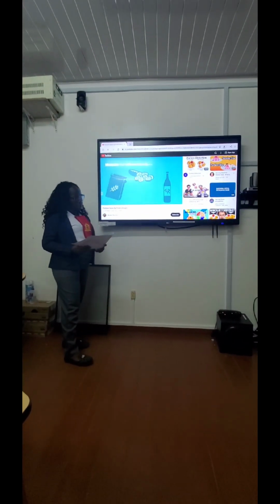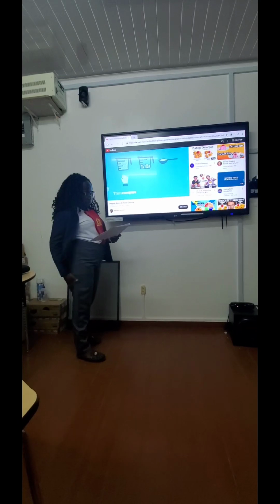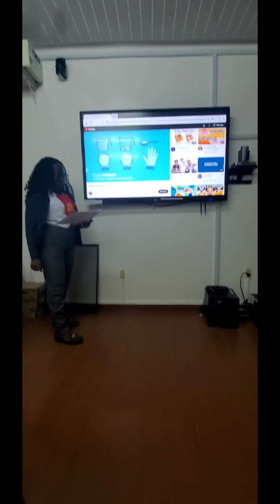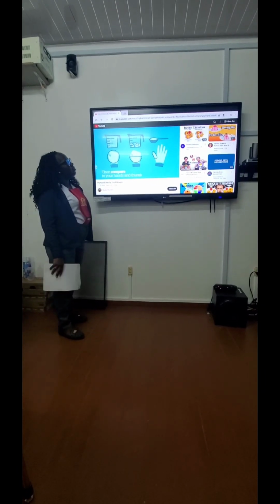Measure out different foods using measuring cups and spoons. Then compare the amount to your hands and thumbs. That way you can do an even better job of estimating portions with your hands.